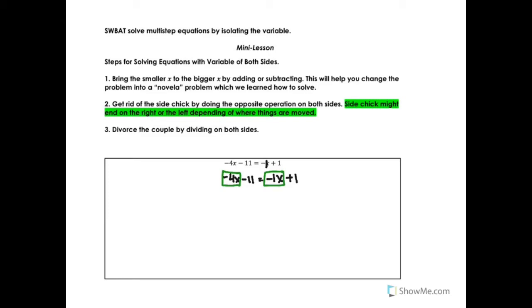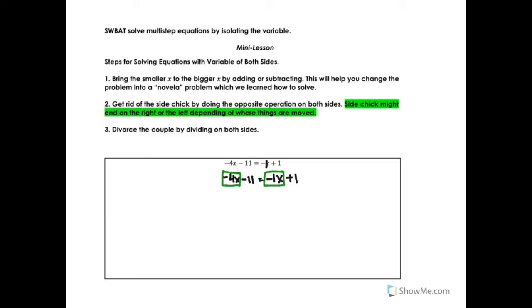However, I've suggested that we always begin by moving the smallest couple to the biggest one. So in this case, my smallest couple here is negative 4, because the more negative a number, the smaller it is. So negative 4 is actually smaller than negative 1. So I'm going to move the negative 4x to the negative 1x.